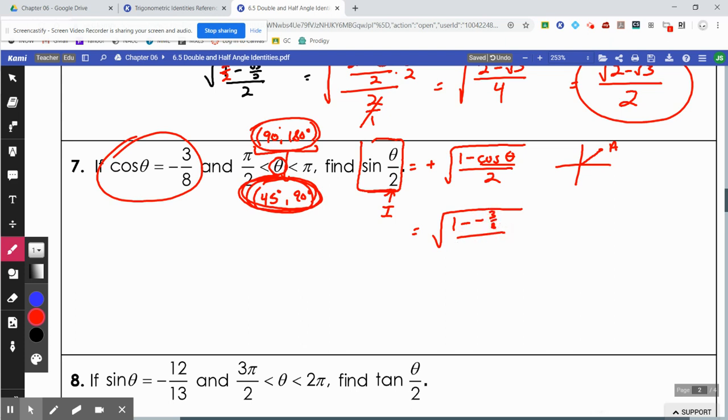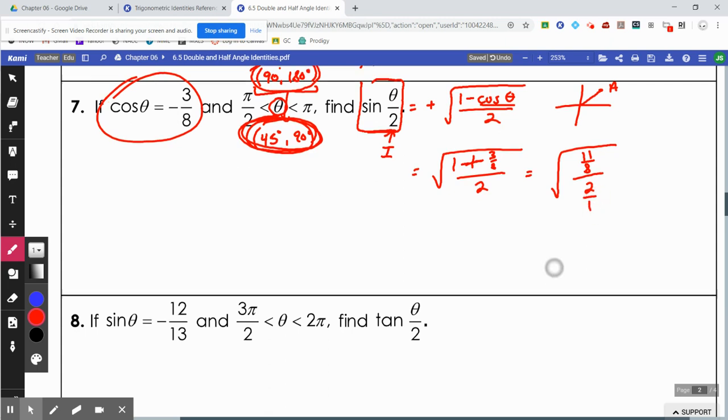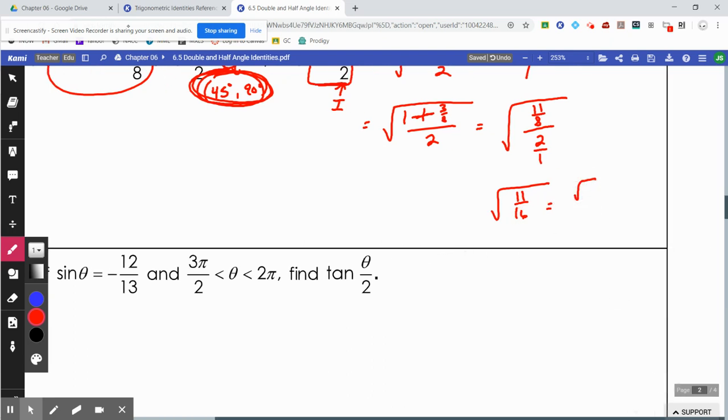Now, sometimes they're not going to give it to you. Sometimes they might give you tangent or sine, and you have to find the cosine by using those same measurements as what we've been doing. Minus minus makes a plus. Common denominator, 8 over 8 plus 3 over 8 gives you an 11 on top, so 11 over 8. Flip and multiply, that's going to be the square root of 11 over 16. Split that, that's going to be root 11 over the square root of 16, which gives you 4. Next one.